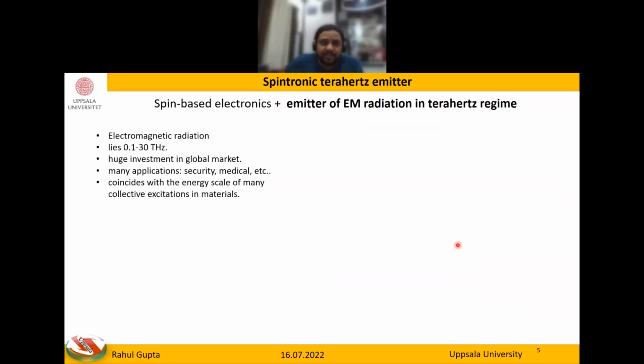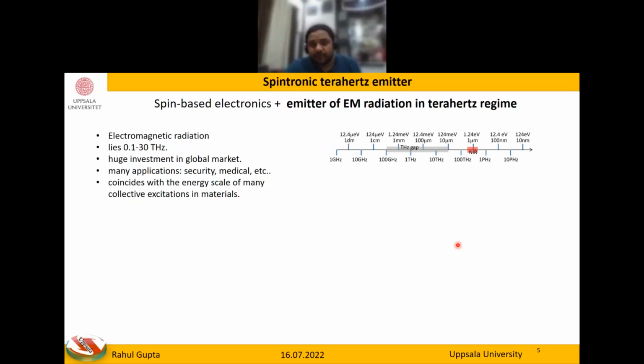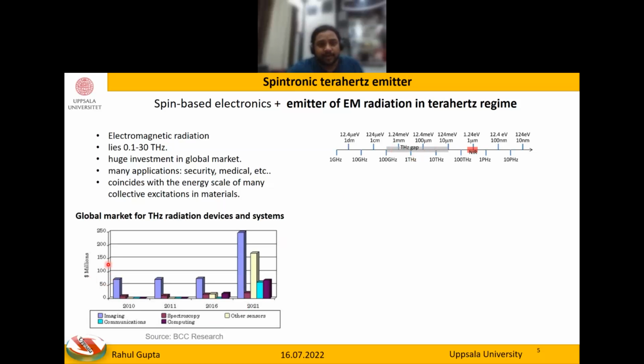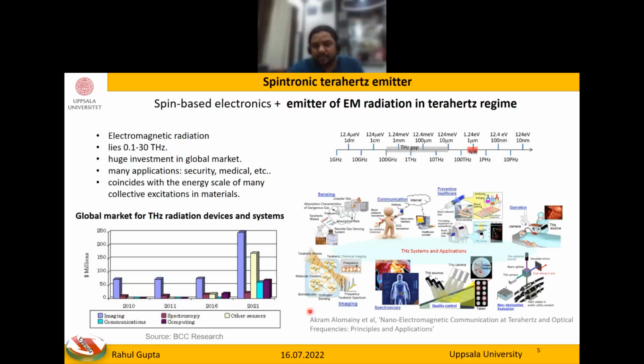So what is terahertz radiation? Terahertz radiation is electromagnetic radiation which lies from 0.1 terahertz to 30 terahertz frequency, which is also called the terahertz gap. Okay? And if you see this graph, which is the global market investment in dollars as a function of years, during the last decade you can clearly see the terahertz radiation sources and devices have had huge investment in terms of imaging, spectroscopy, and communication. It also has several applications like imaging, quality control, and also during operations.